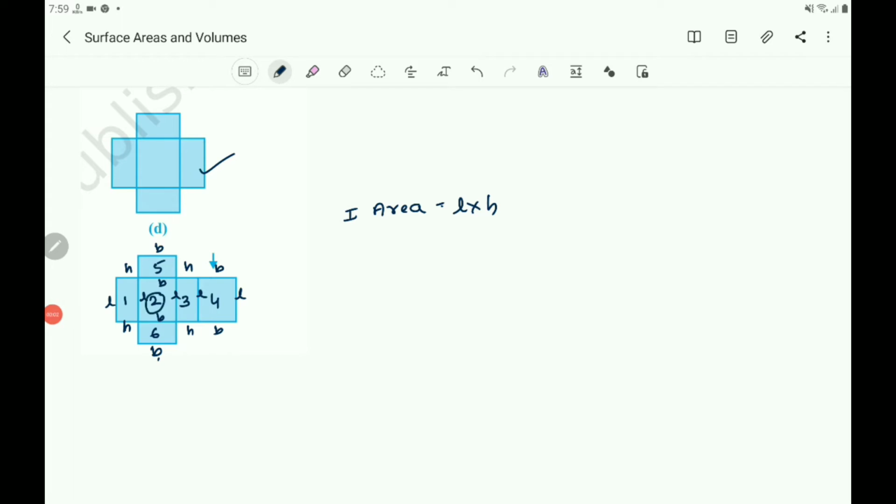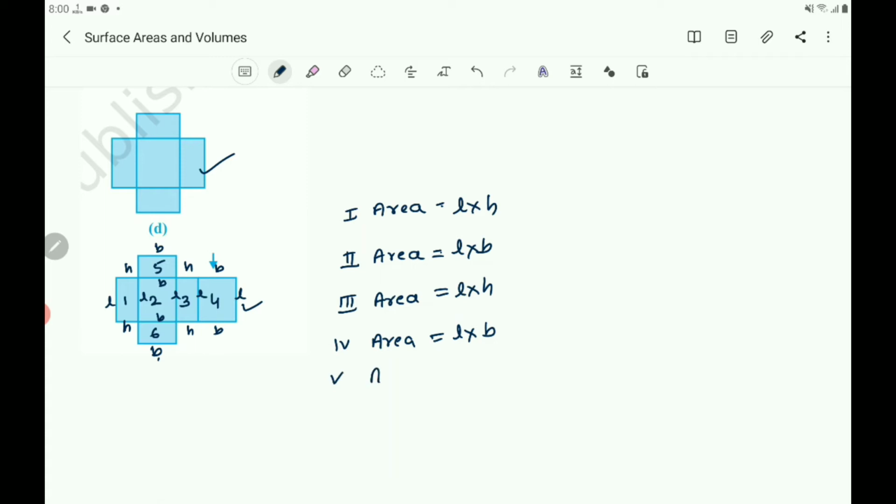Then you take the second area. Second area is L into B. Then third area is again L into H. Then fourth area is L into B. Next fifth area is B into H, and sixth area is also B into H.